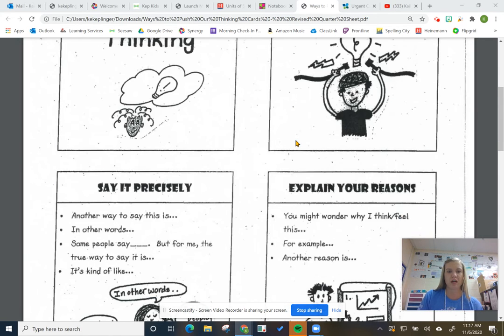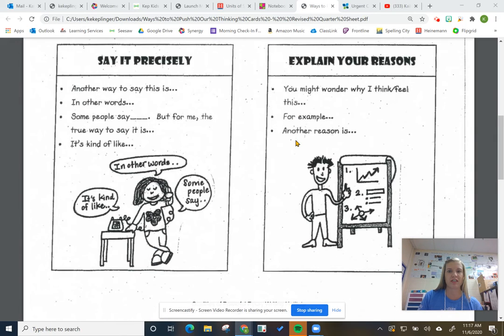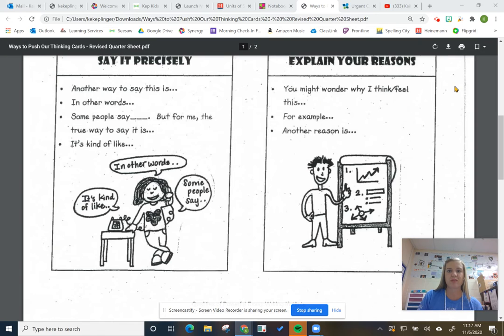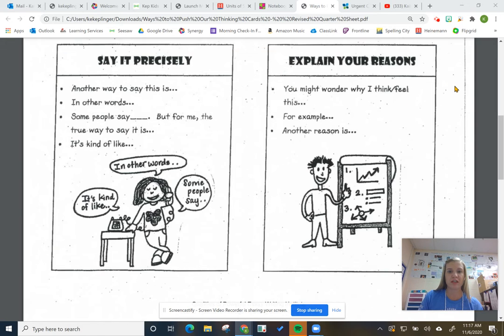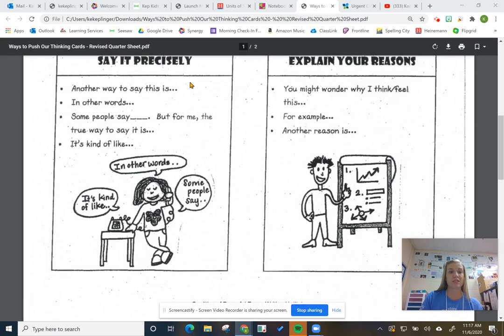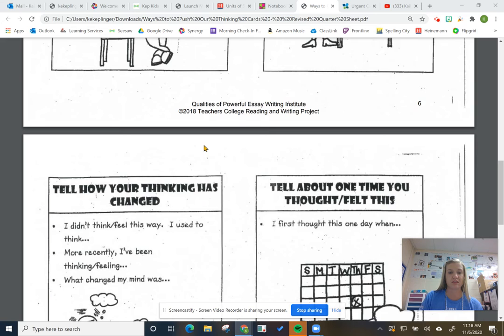Okay. There are a couple of other ways that we can also push our thinking. Maybe if you're writing an informational text, you might want to explain your reasons a little bit more fully. And you can use some of these transition phrases like, for example, or another reason is. Now, explaining is also going to be really important if you're writing a narrative because you need to make sure you're bringing that audience along so they fully understand what your story is about. Okay, you're welcome to say it precisely, and this helps elaborate on some of those ideas.